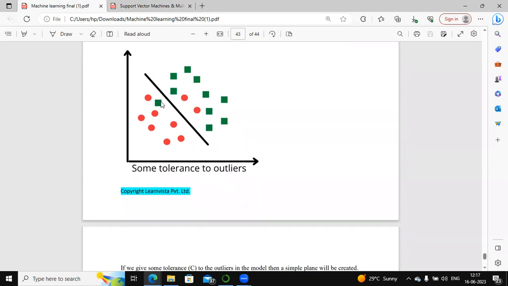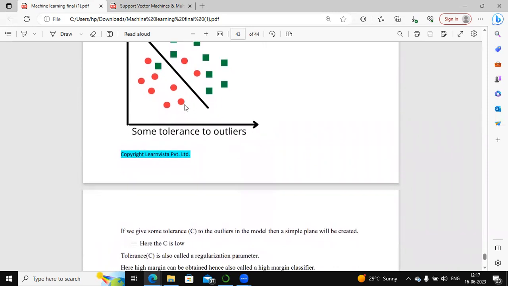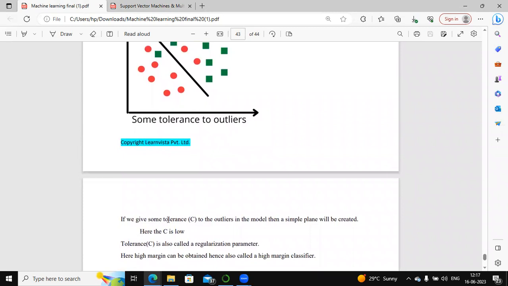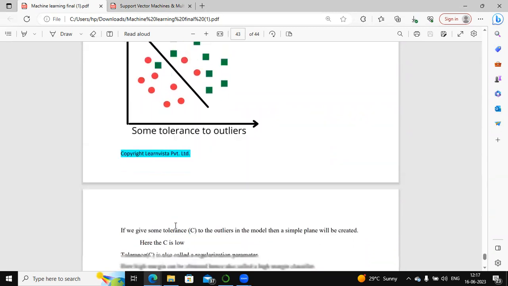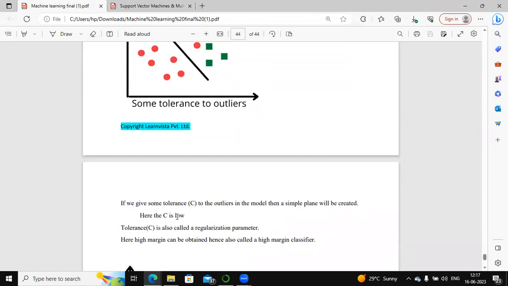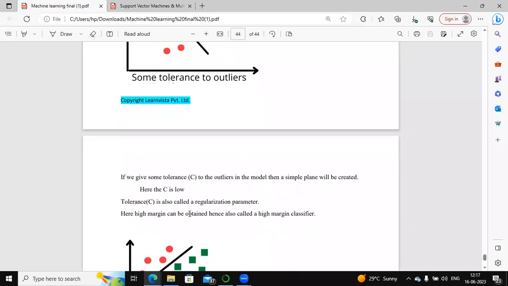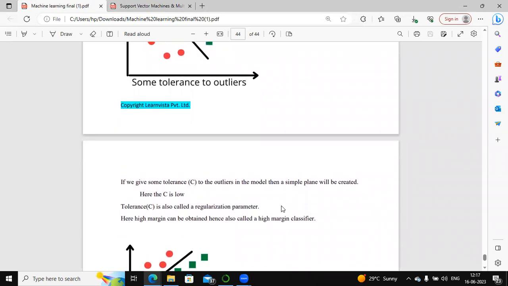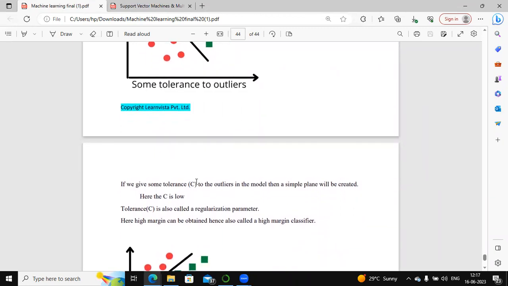If it's green, let it be. If it's red, let it be. There will be some outliers; we can't do much about it. So what we have done is give some tolerance. When you give some tolerance, the C value will be low. But the good thing is that the margin will be higher. Tolerance C is also called the regularization parameter. You need to understand that.